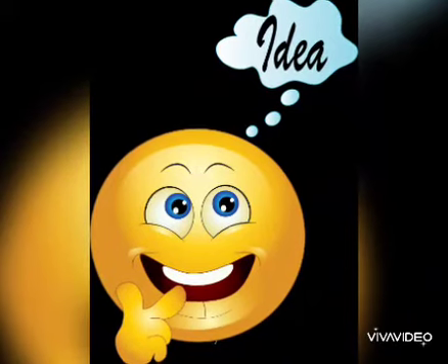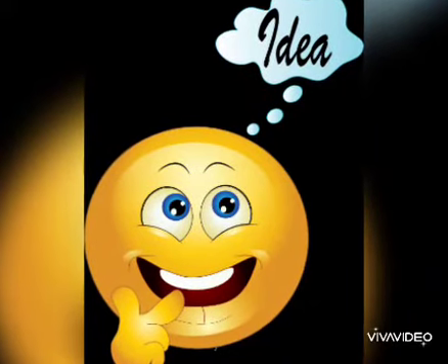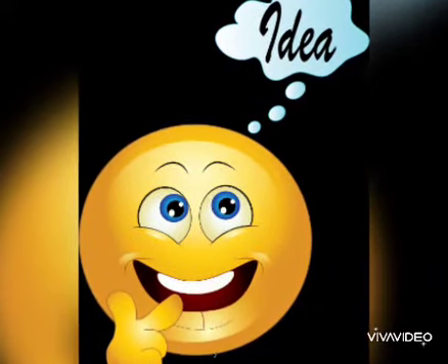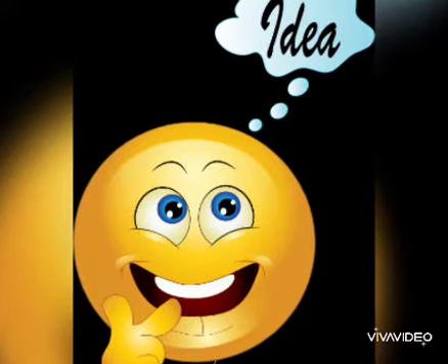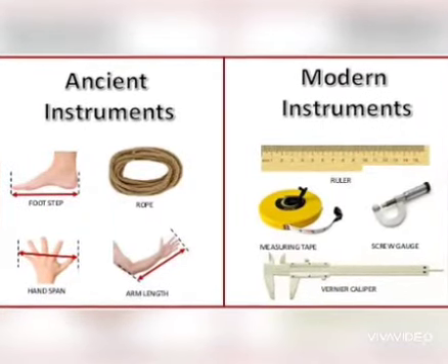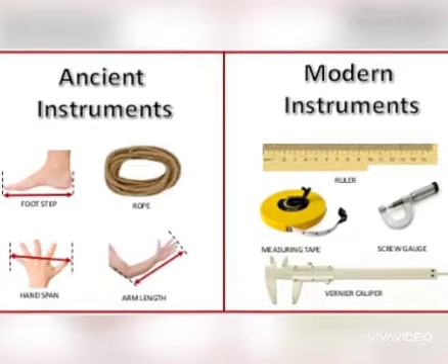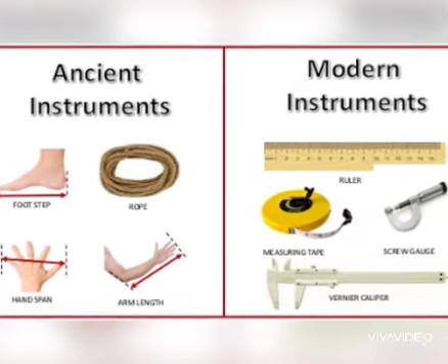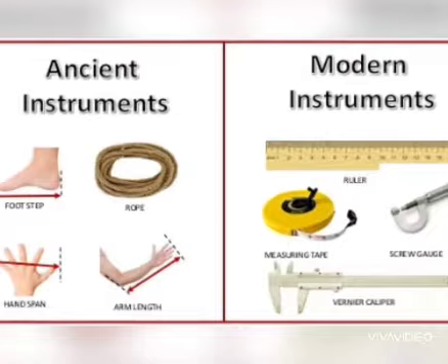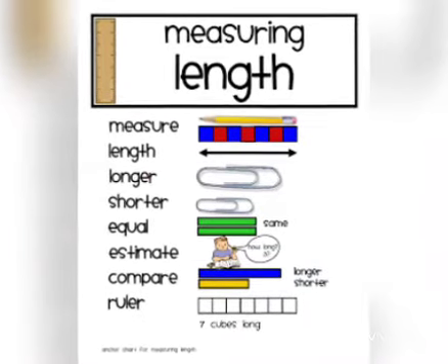Then they came to a conclusion: let us devise some instruments that may avoid these sorts of disputes among people. So modern instruments were devised, they were invented, like the ruler, the measuring tape, etc.